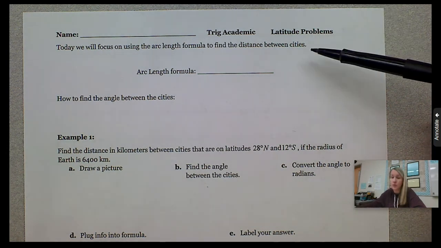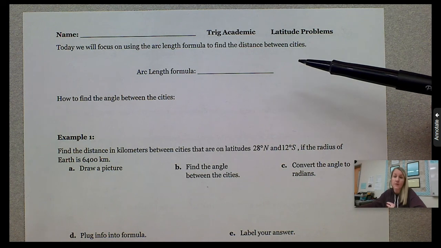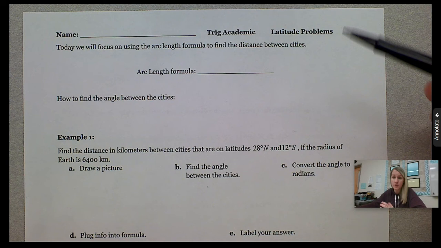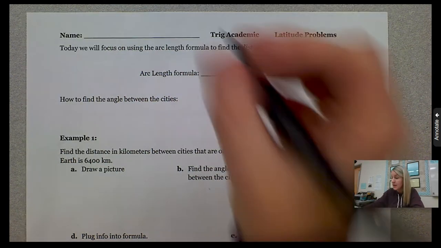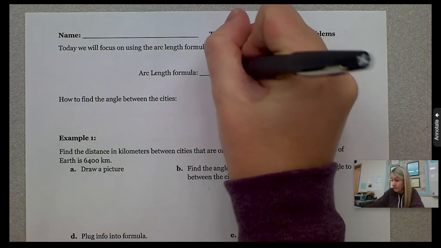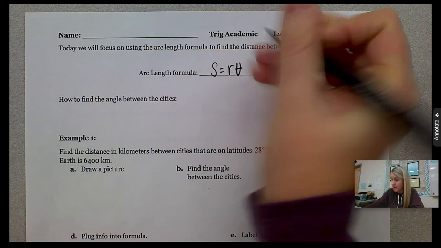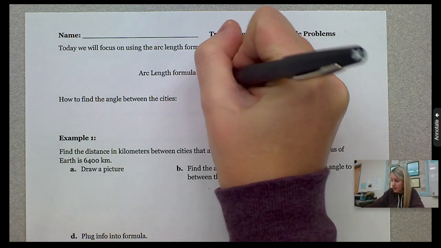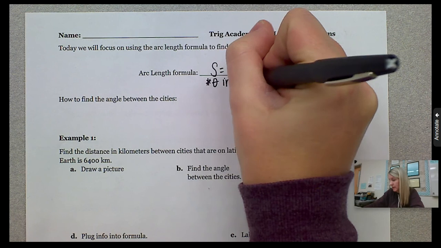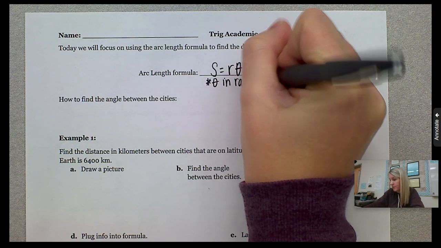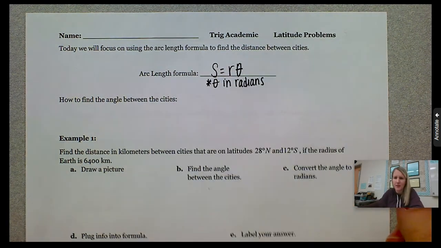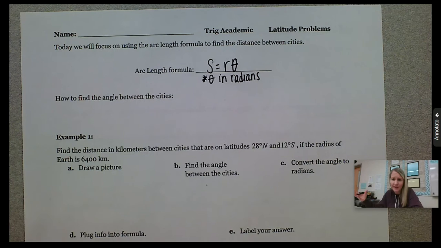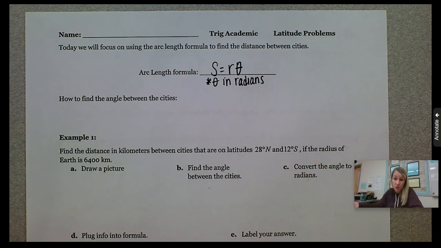Today we will focus on using the arc length formula to find the distance between cities. Let's remind ourselves of what the arc length formula is. It's S equals R theta. And the big thing is that theta has to be in radians. I like that formula. It's quick, there's nothing weird about it. You just throw stuff in and you're done. We just need to know which one we're using.